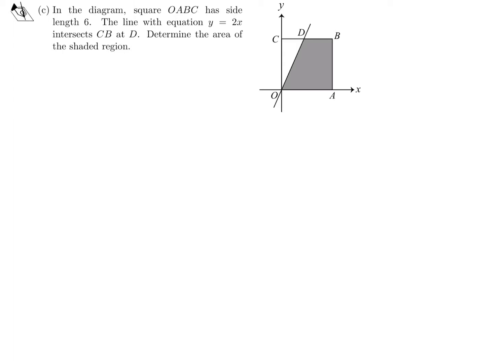In the diagram, square OABC has side length 6. The line segment y equals 2x intersects CB at D. Determine the area of the shaded region.